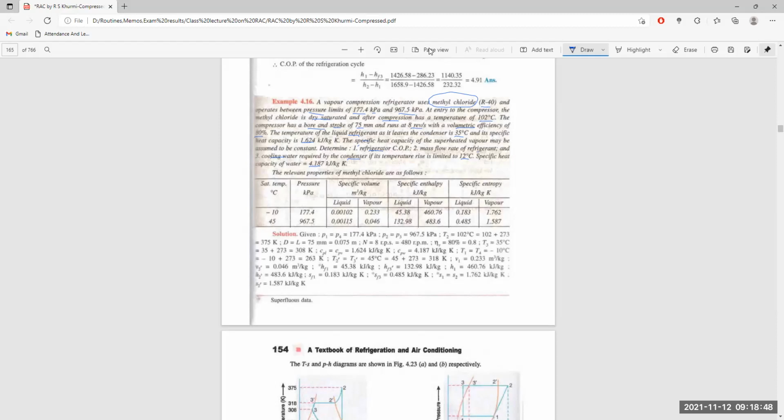Here we know the volume of refrigerant this compressor can compress, which is given to us. From that we have to calculate the mass flow of the refrigerant itself. And next is the cooling water required for the condenser, so that its temperature rises up to a maximum of 12 degrees centigrade.